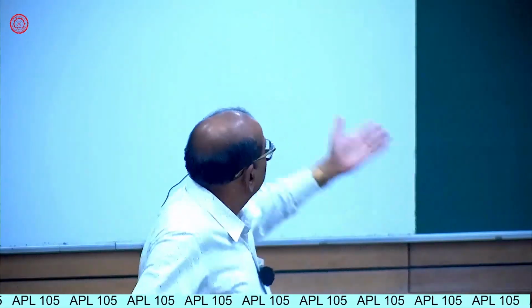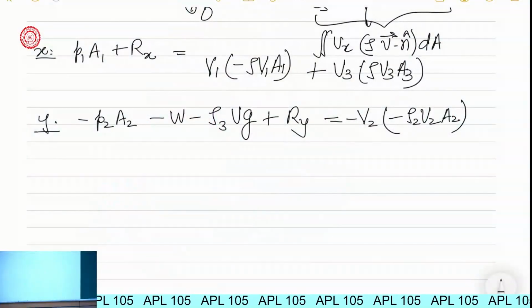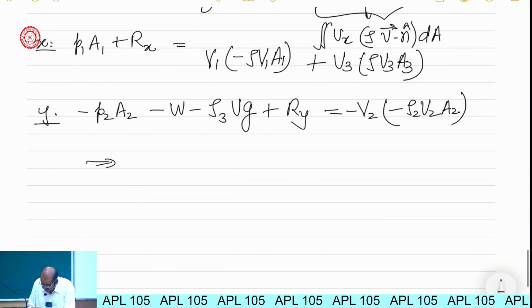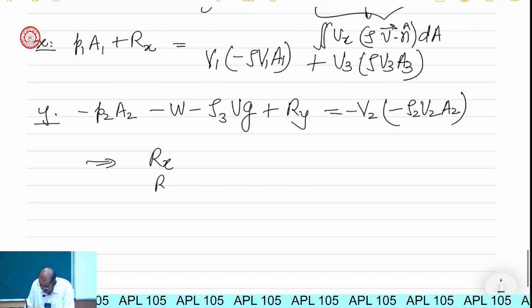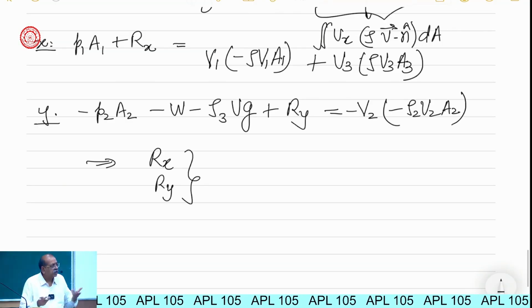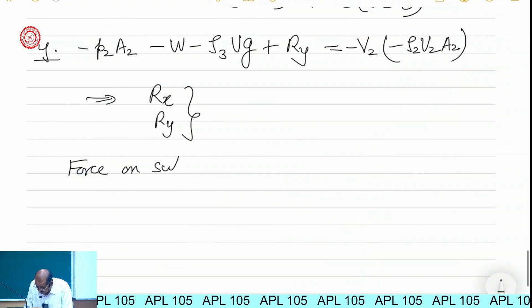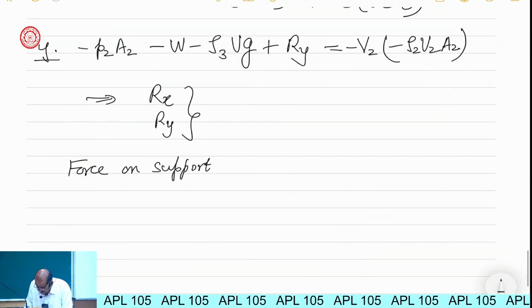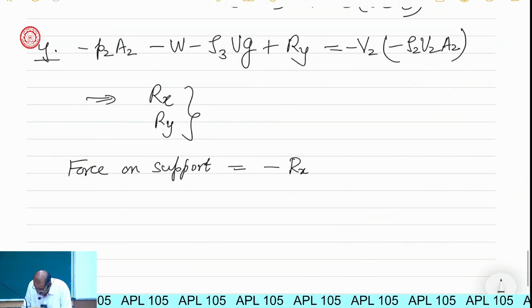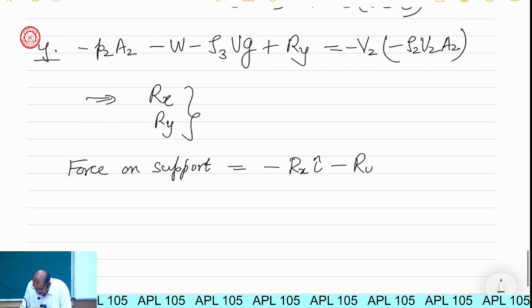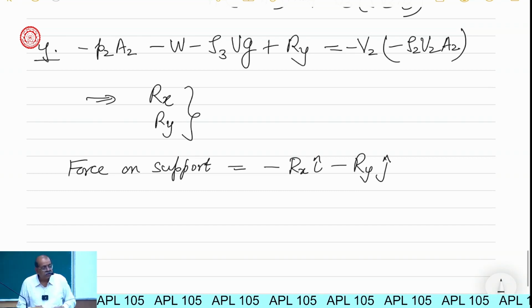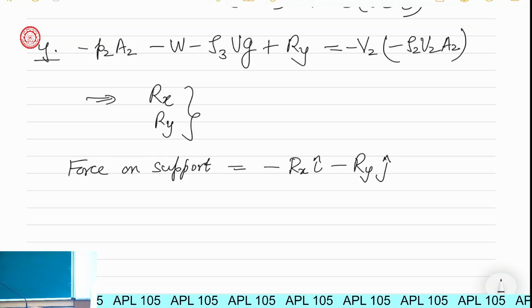Okay? And this I told you, so you have to be clear. And then once you get this, then from here you will get Rx and Ry in terms of the given variables. And then the final step comes: force on the support is equal to minus Rx i minus Ry j.